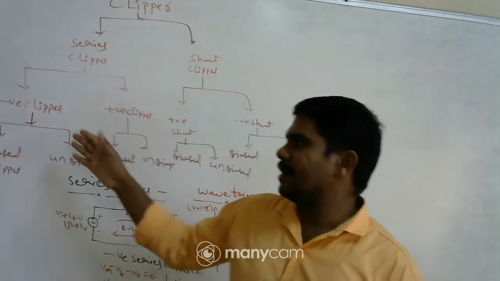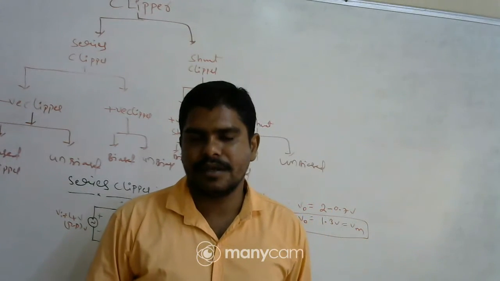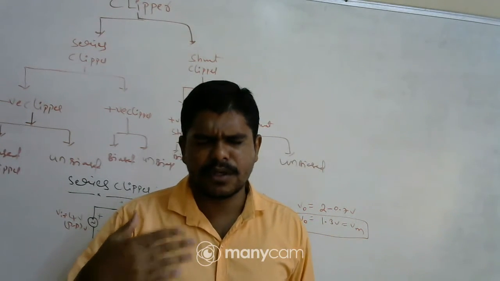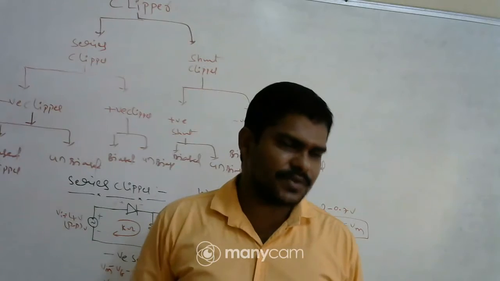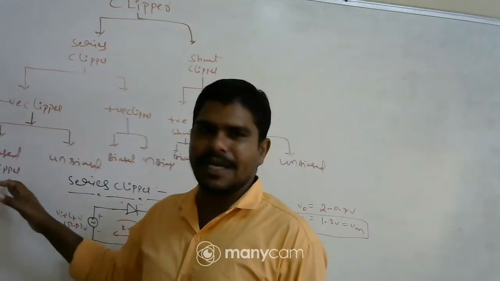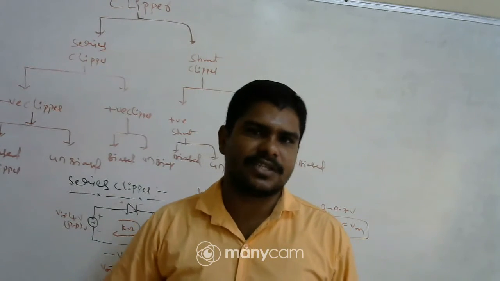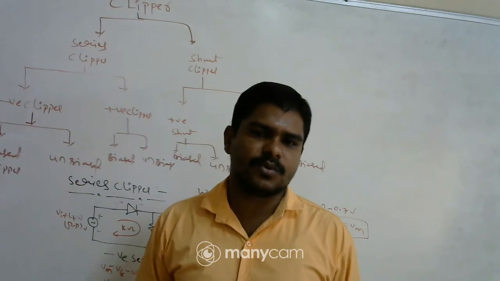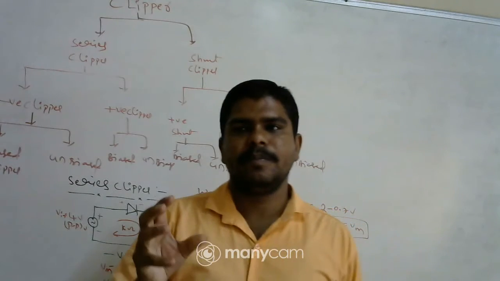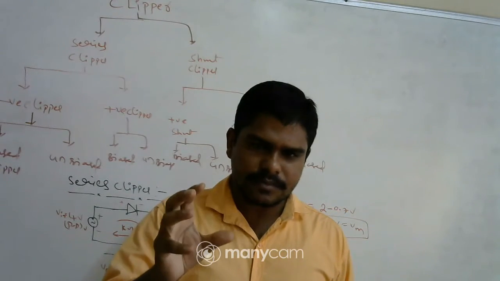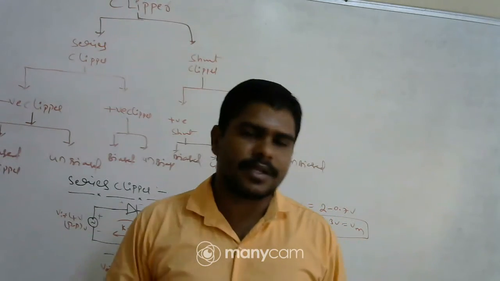But suppose I don't want to remove the complete part of the input signal at the output terminal. In that situation I can use a biased clipper. Up to what level I require, I can just give an external DC voltage. By using that external DC voltage, I can remove whatever portion I require. So by using this biasing circuit, we can remove that part of the signal.